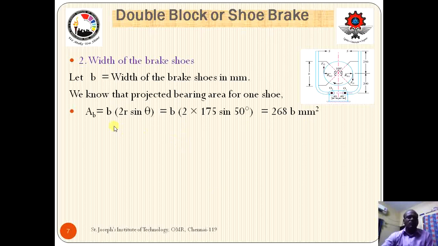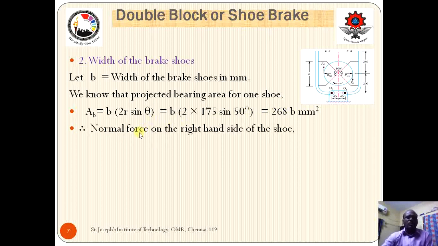Now the next question asked is, what is the width of the brake shoes? So you have to find the breadth B of the brake shoe. We know the formula: A equal to B into 2R sin theta. So A is the breadth into length. The length is given. The R value you know, 175, and the theta value you know, 50. So reduce the value to 268 B millimeter square.